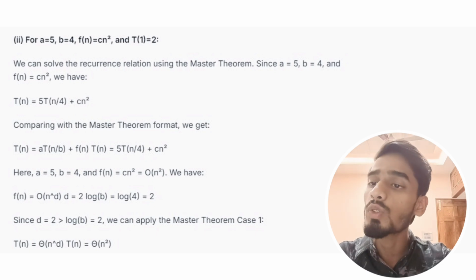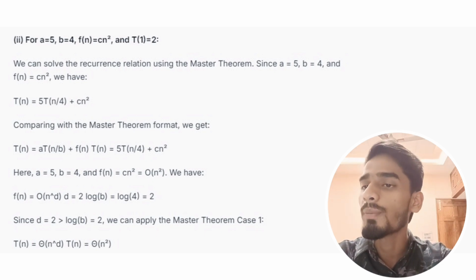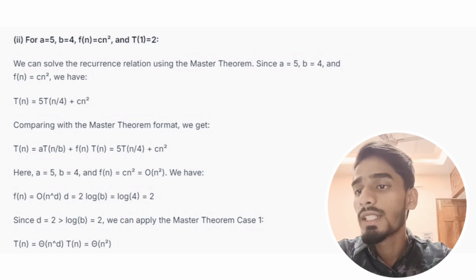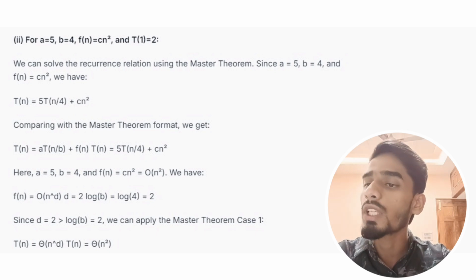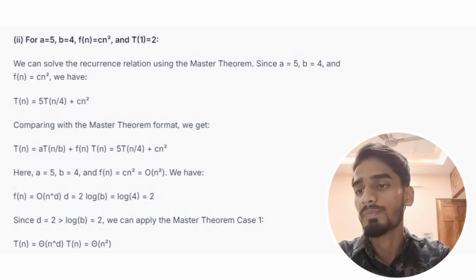Since d is equal to 2, which is greater than log b, we can apply the master theorem. T of n is equal to theta of n power d, which is equal to theta of n square.